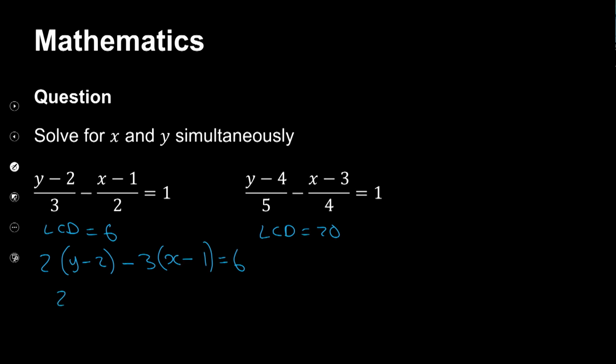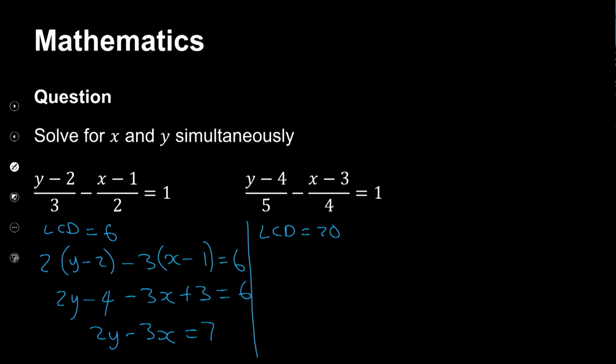And this will then be 2y minus 4 minus 3x plus 3 equal to 6. Remember to make sure that all the variables are on one side and the constants on one side. So that will therefore be 2y minus 3x equal to negative 4 plus 3 is minus 1. Therefore, this will just be 7, right?